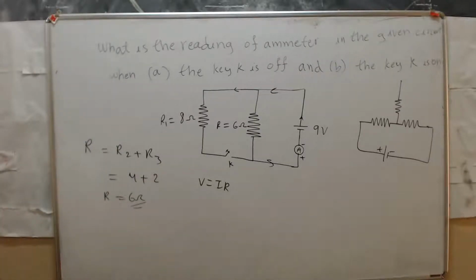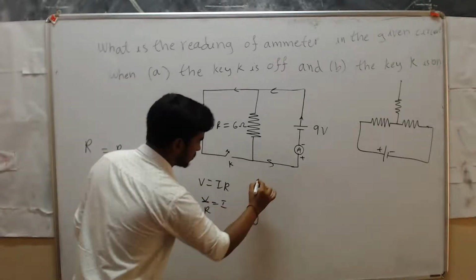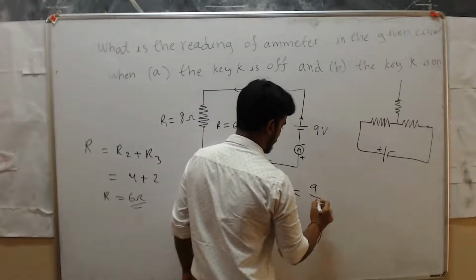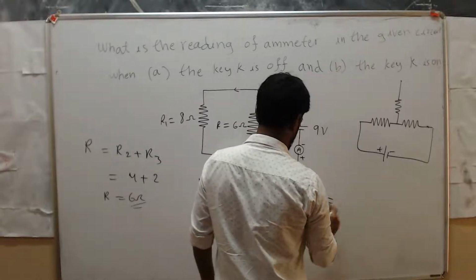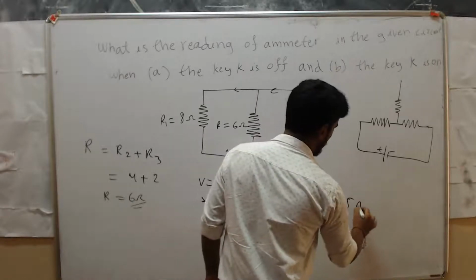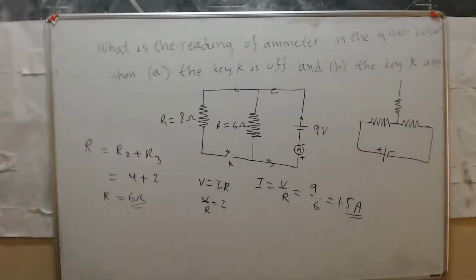Now calculate current. Yes, V by R equal to I. That is I equal to V by R. Substitute the values. That is 9 divided by 6. So you will get 1.5 ampere current. So now here when the key is off, okay.